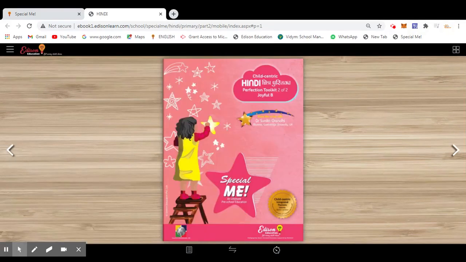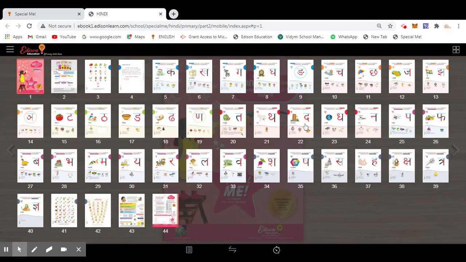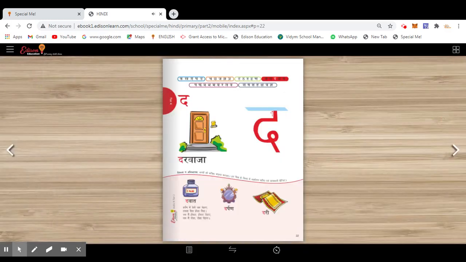Now it's time for the Hindi session. So students, take out a child-centric Hindi Chitra Pustika Perfection Toolkit 2 Joyful Bee and open page number 22. So now in our today's session, we are going to revise our Hindi from Vyanjan, right?